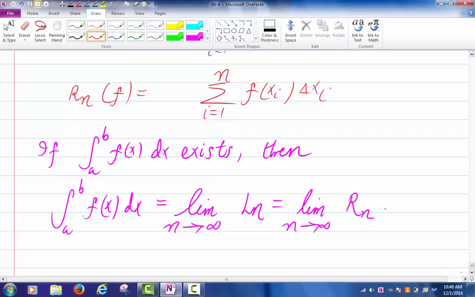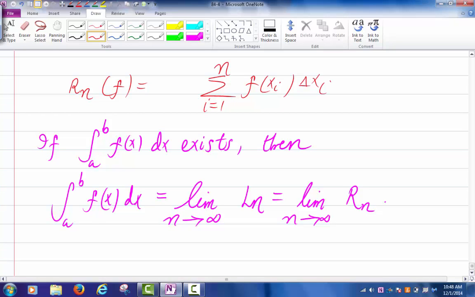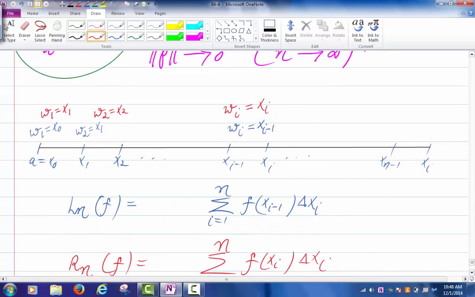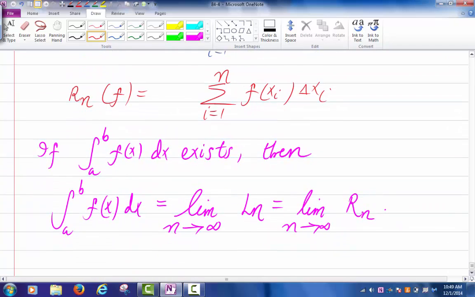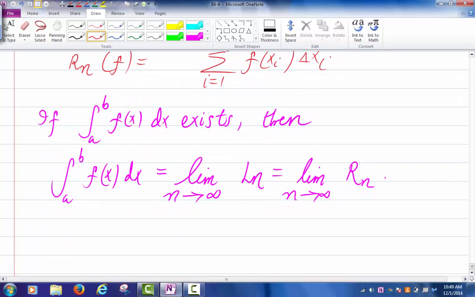Not only that, when I defined Ln and Rn, you can think of each subinterval to have the same length. So when you pick your partition of size n, you can just take the length of each subinterval to be the same. So when I define Ln and Rn, think of the lengths of the subintervals to be the same. Is everybody okay with that? All right. So that's how we define definite integrals.